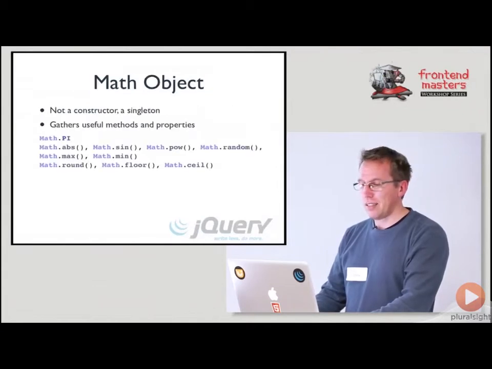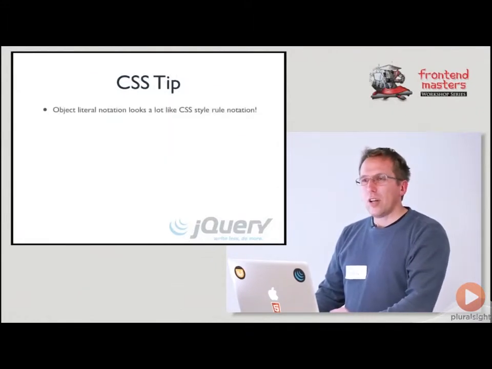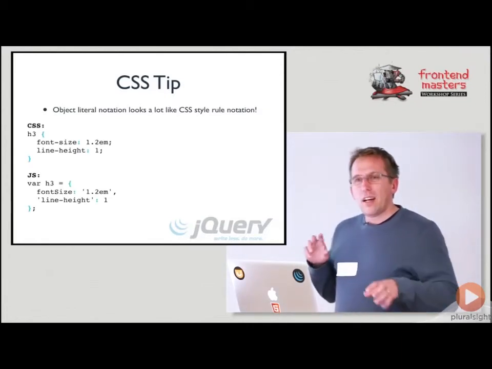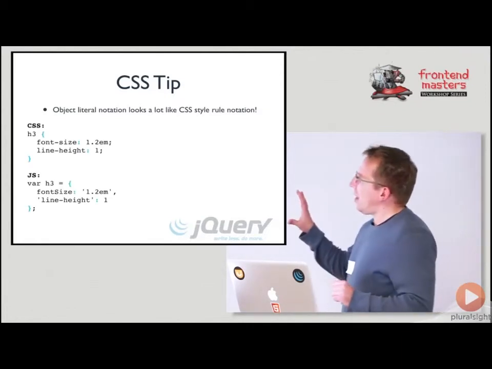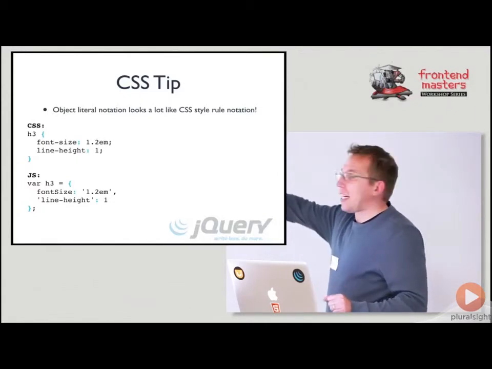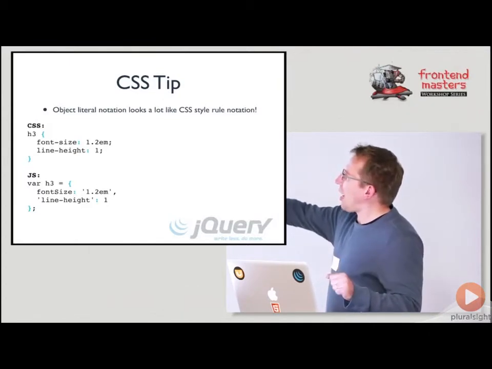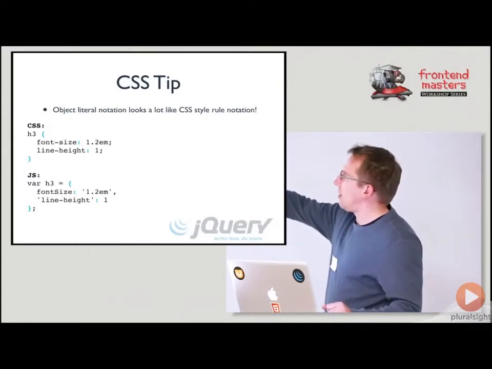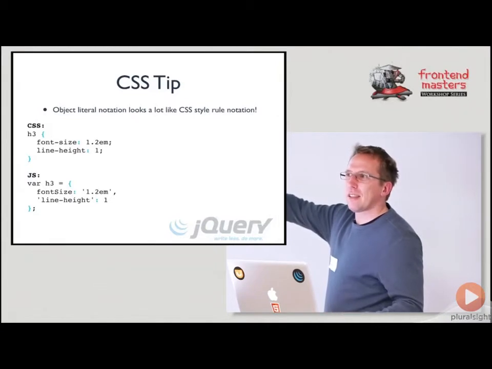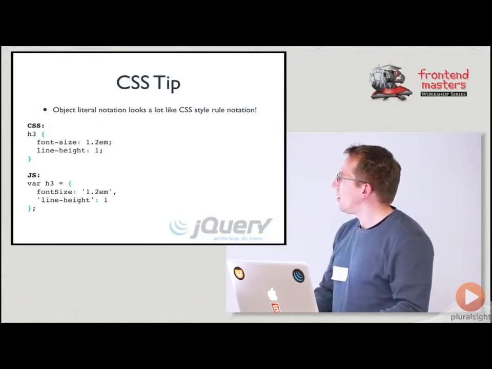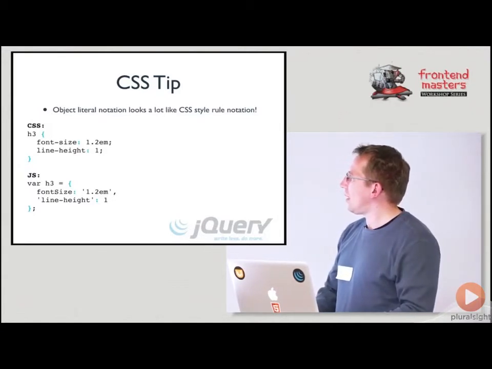There's a math object, so you can do math functions. For those of you who are more CSS-y, check this out. The object literal notation, with the curly braces, looks a whole lot like CSS notation, doesn't it? There are subtle differences, but it looks pretty similar. I like that.